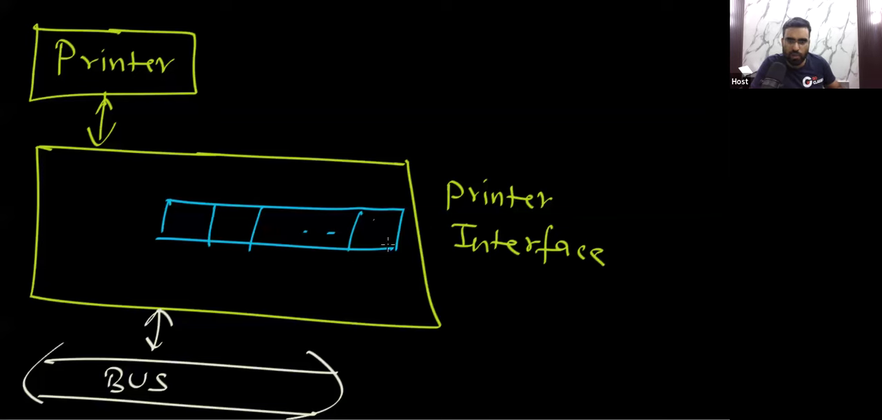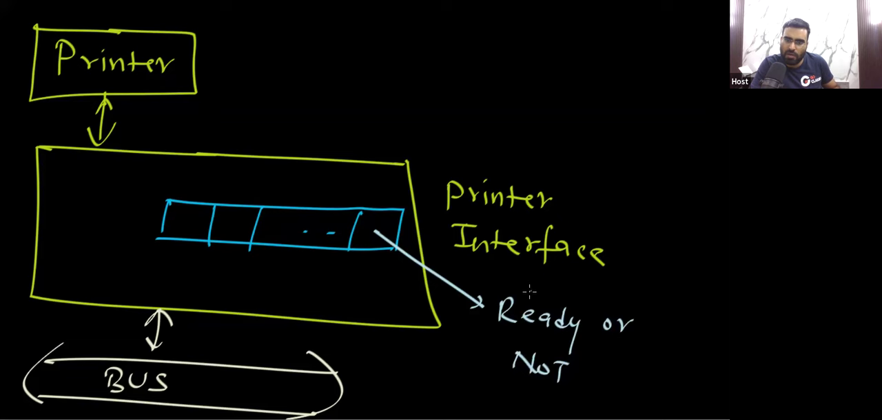Now, I already told you that, for example, this bit you can use for data ready or not. Device ready or not. So for that, we can use this bit. Maybe this bit we are using for whether paper is there or not. For example, out of paper. This bit can be used to indicate out of paper.